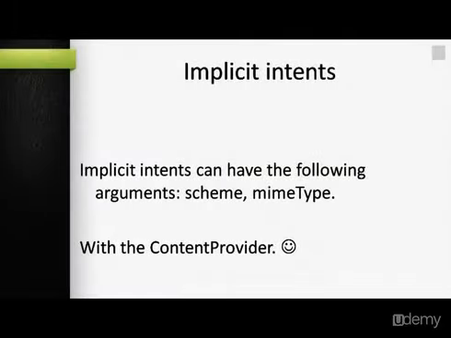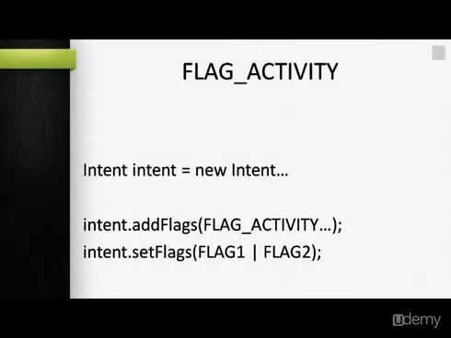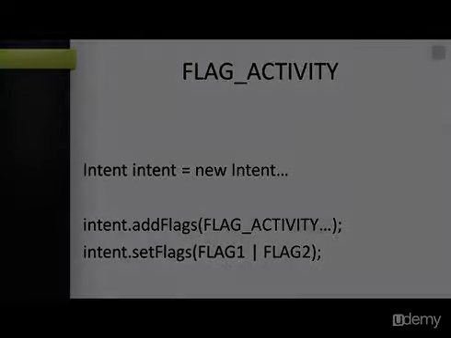Implicit intents may also have such arguments as scheme or MIME type. However, they are associated with the content provider, and we will discuss them in more detail when discussing this component. We can also pass an activity flag to the intent. We can do this by using the method addFlags, or with setFlags by separating flags with a bitwise operator. I do not recommend the bitwise operator because we use a language of a higher level than C, and such solutions are usually not transparent in terms of clarity of the code. Therefore, the intent offers a method addFlags by which we can individually add each flag.